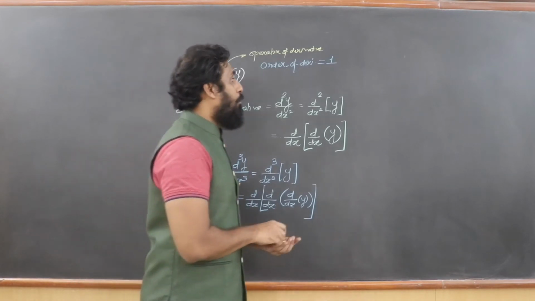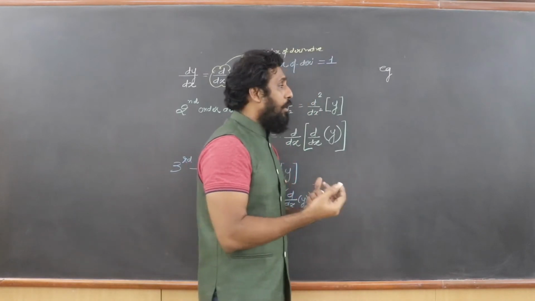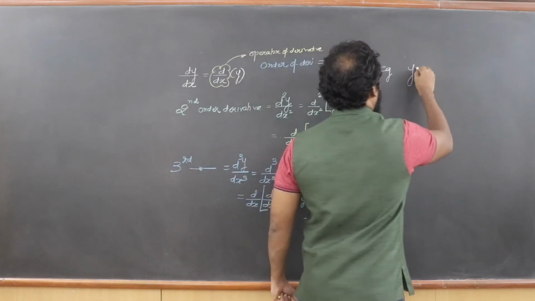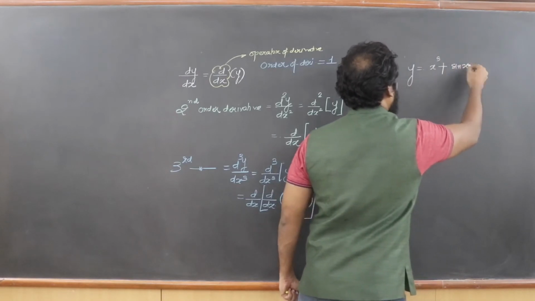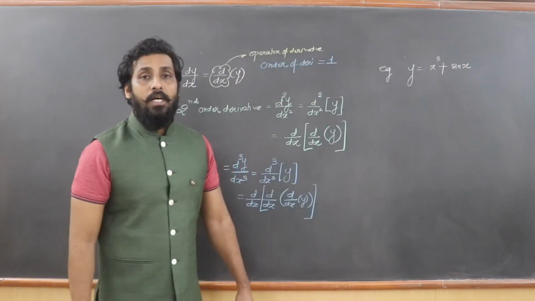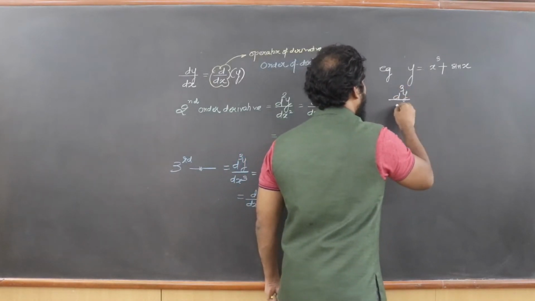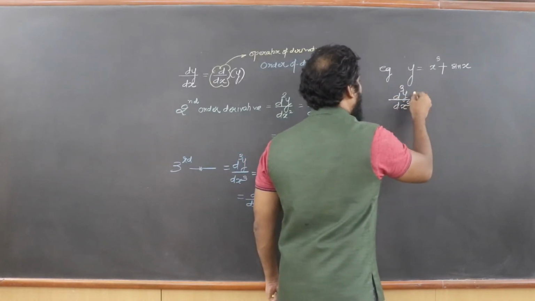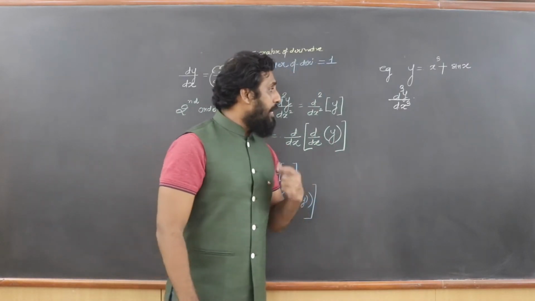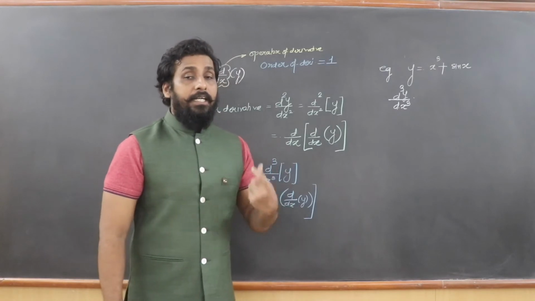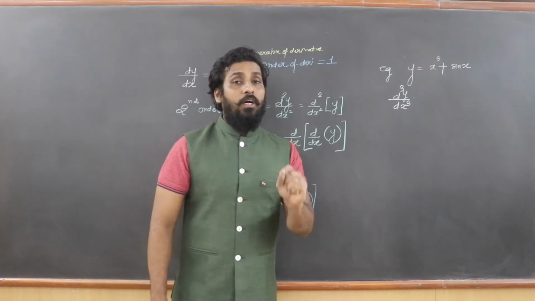Let's take an example to understand higher order derivative. I'm going to take a very simple example. Say y is equal to x cube plus sin x. Let us say I'm going to ask you what is d3y or d cube y upon dx cube. You can pronounce it as d cube y upon dx cube, or d3y upon dx cube. That 3 stands for the order of the derivative.